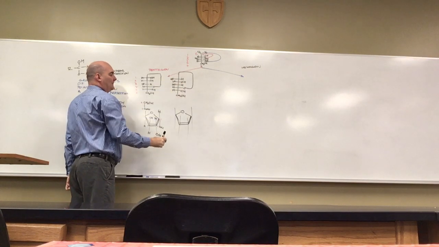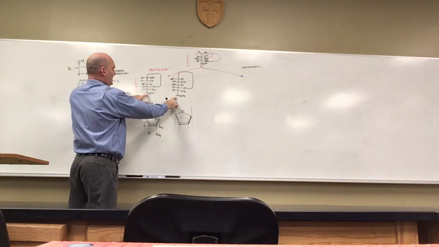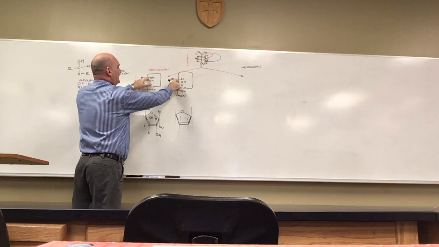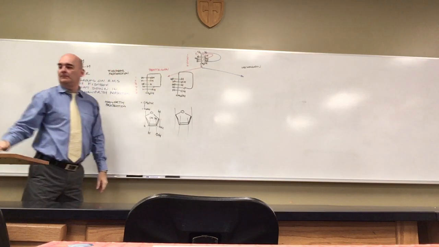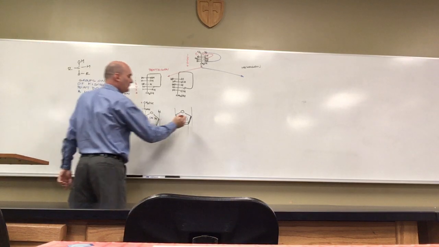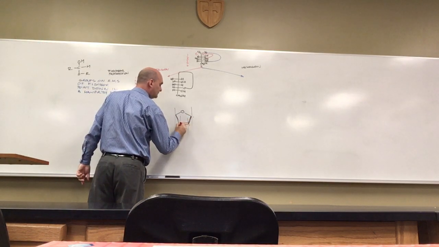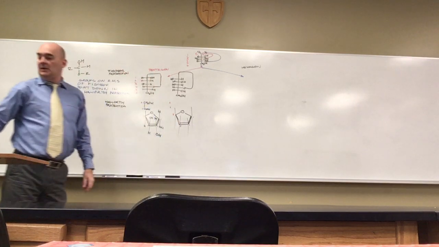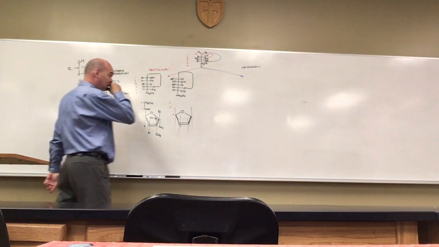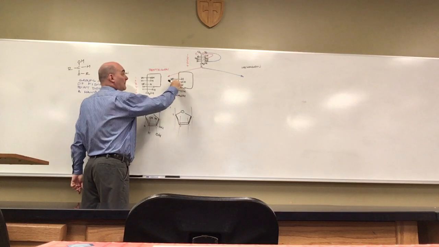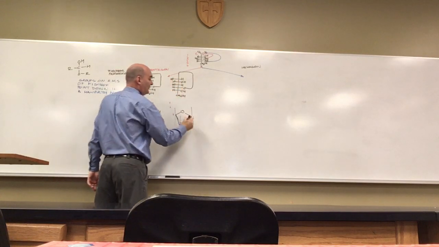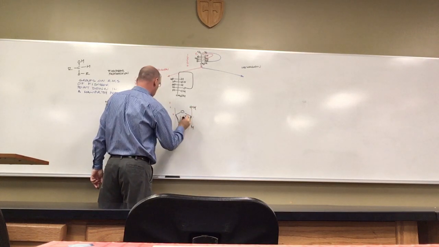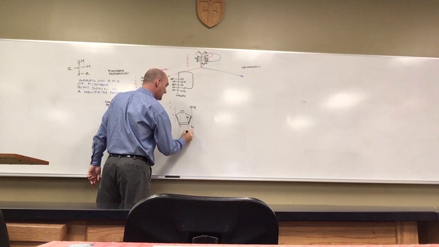If we do it for this one, everything is the same. That's the same, that's the same, that's the same, that's the same, that's the same. The only thing that's different is carbon number 1. In carbon number 1, my alcohol is now to the left, which means it points up. But everything else is the same.